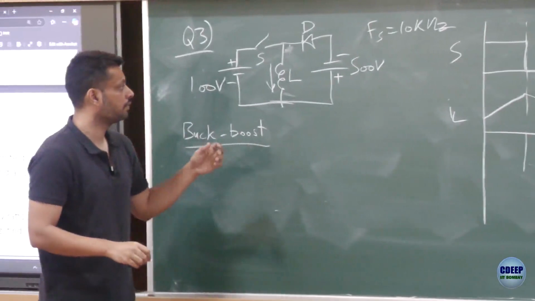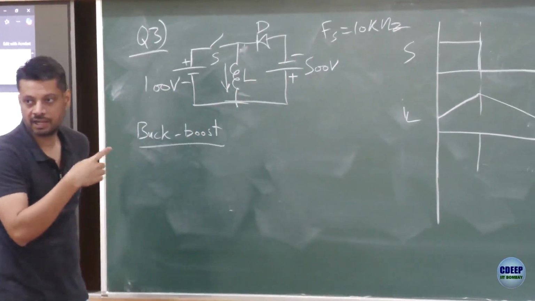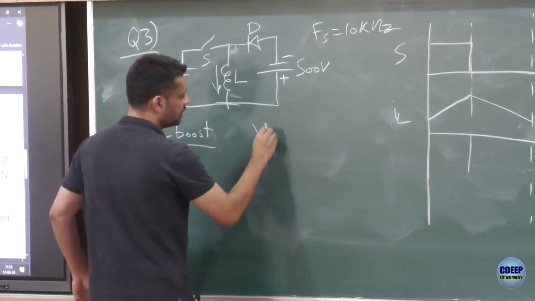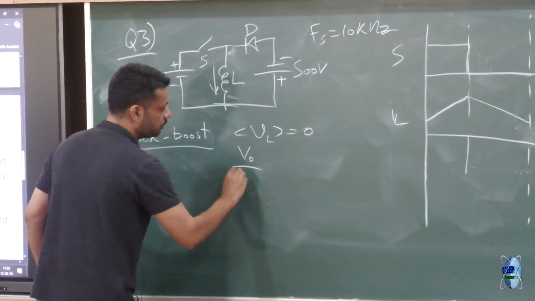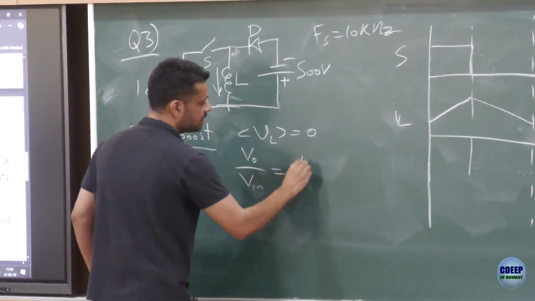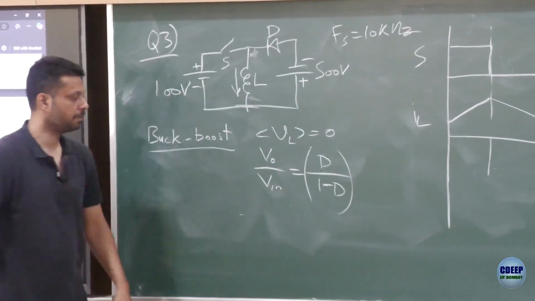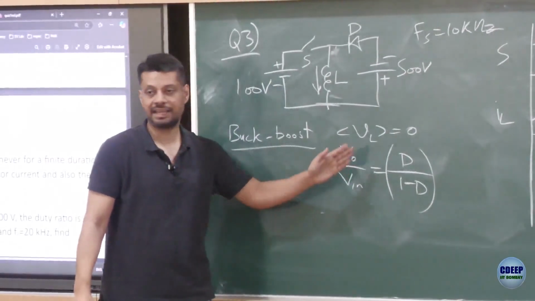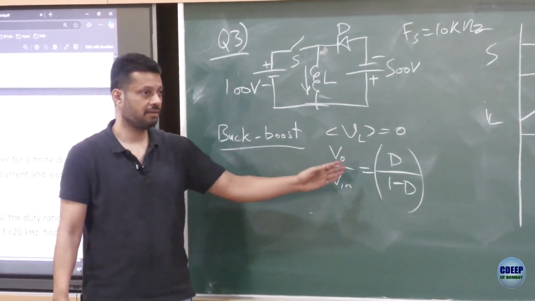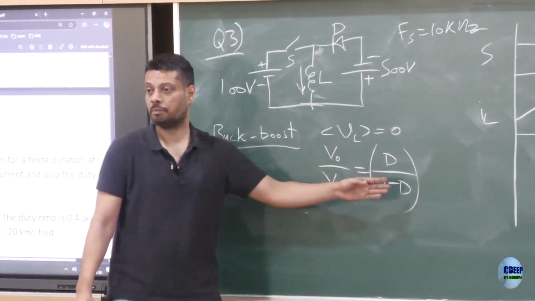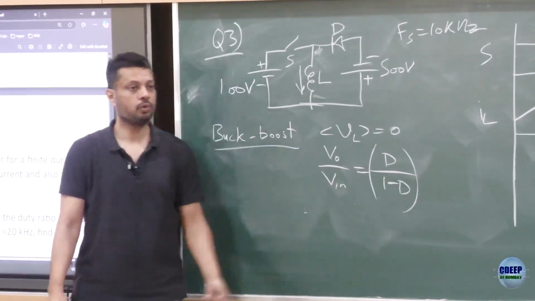Why is that buck boost? Because if you derive the expression by making the average inductor voltage equal to 0, you get the output voltage upon input voltage as D upon 1 minus D, right? So if you see this expression, if your duty cycle is 0.5, the gain is 1. If your duty cycle is less than 0.5, it behaves as a buck circuit. If duty cycle is greater than 0.5, it behaves as a boost circuit, right?